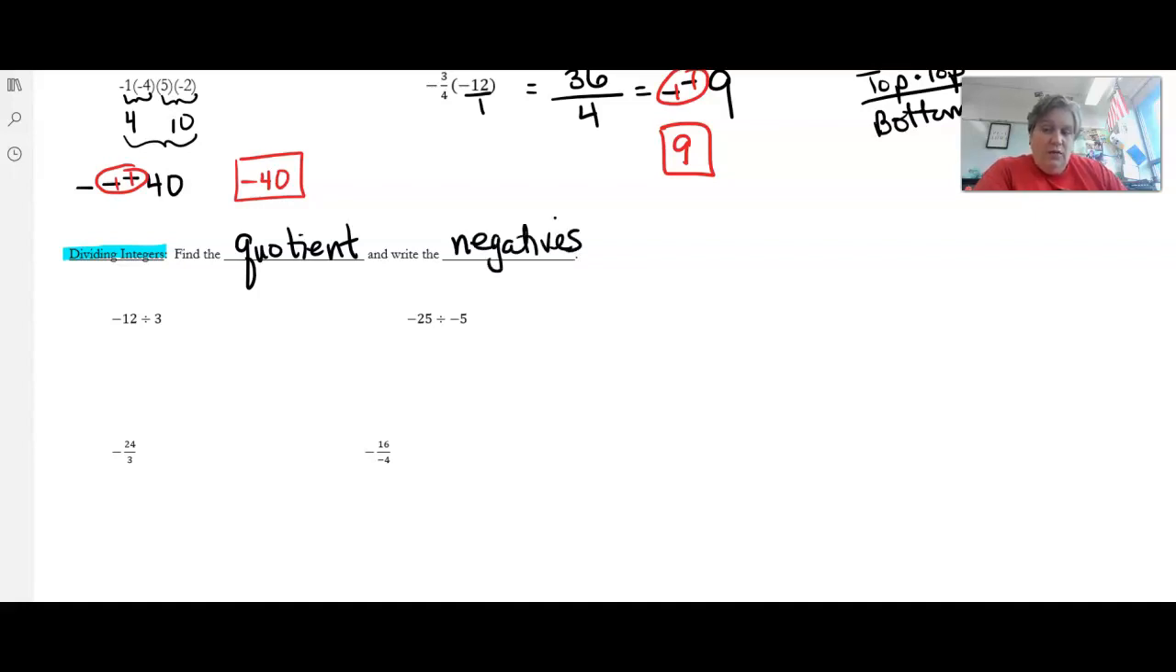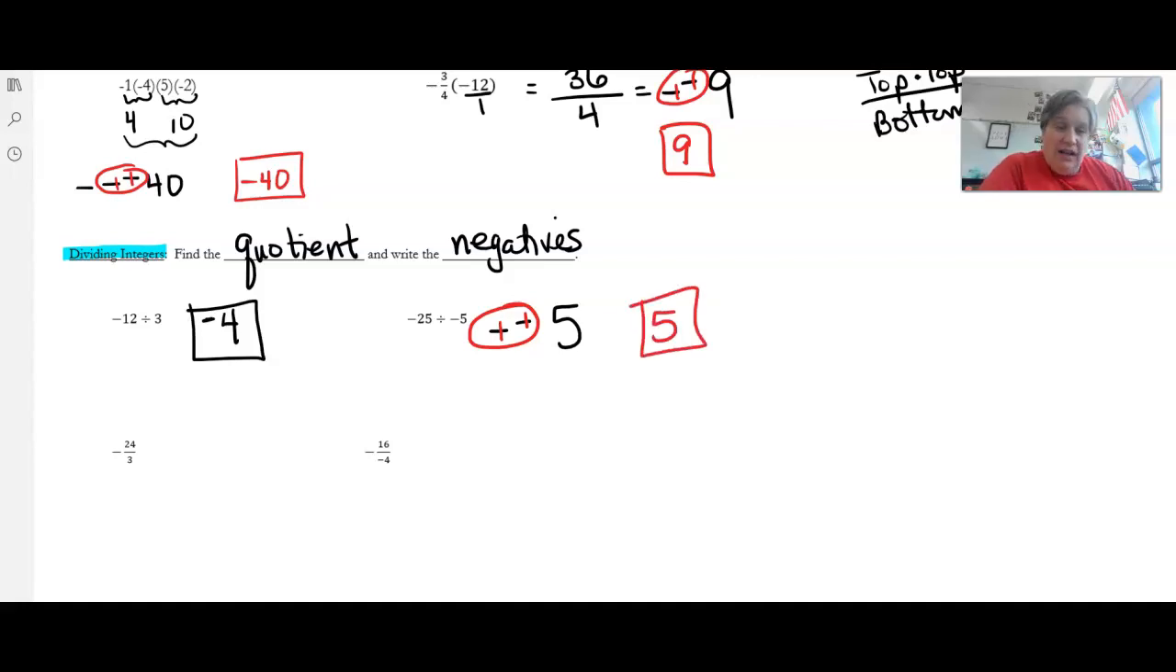So same thing. 12 divided by 3 is 4. Since there's 1 negative, I write it, and there's nothing else to do. That is the answer. 25 divided by 5 is 5. This one has the 2 negatives, so I write them. But now there's 2 negatives touching, so I circle them, and so that means my answer is positive 5. You notice on all of these, I'm circling or boxing in my answer. As a teacher, that will make it so that I can see what your answer is.